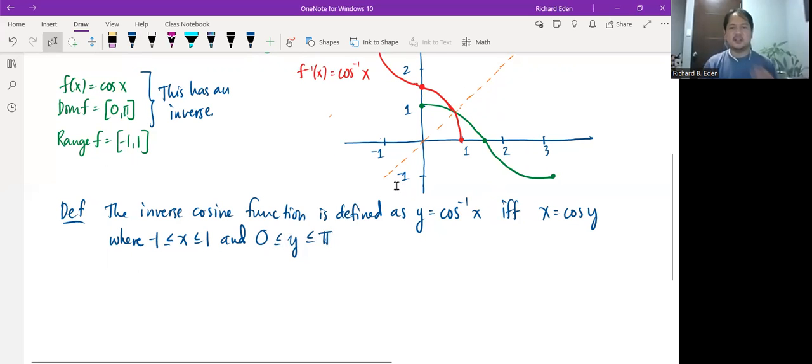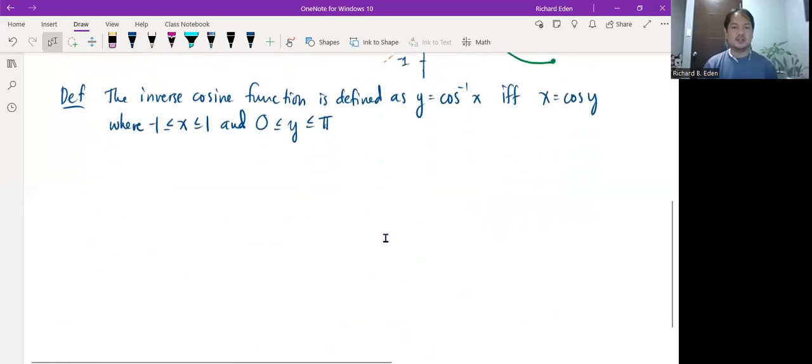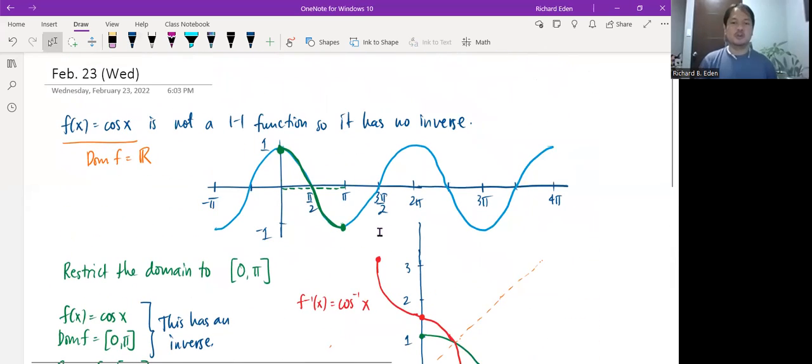And then before we jump into computations, why don't we talk about the sine inverse function? So let us draw again. Hopefully this will go faster.